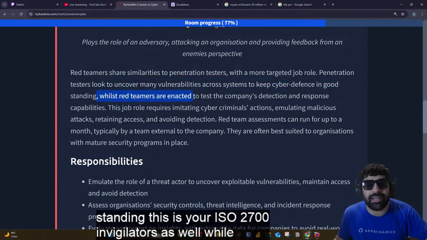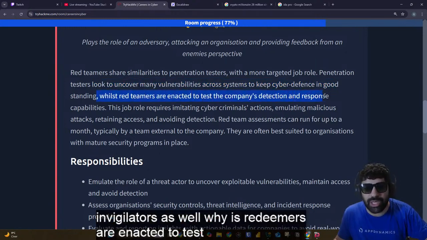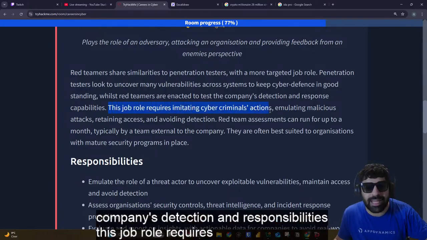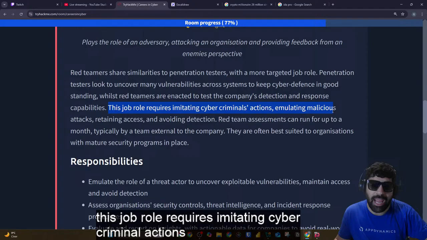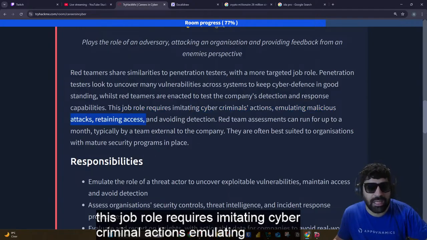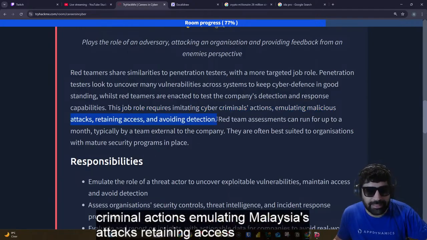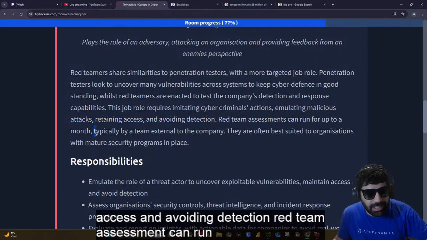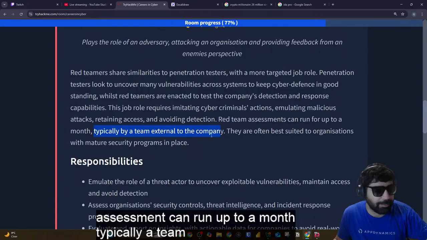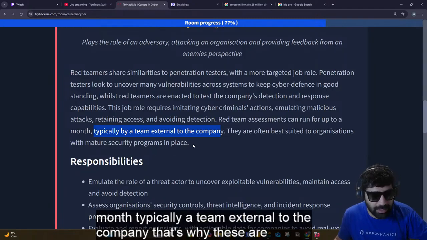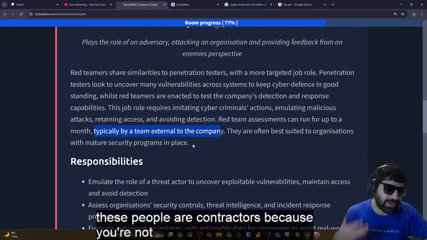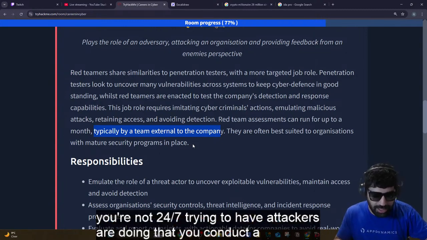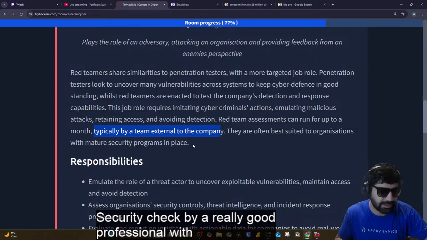Whilst red teamers are enacted to test the company's detection and response capabilities, this job role requires imitating cyber criminal actions, emulating malicious attacks, retaining access, and avoiding detection. Red team assessment can run up to a month. Typically, a team external to the company. That's why the majority of these people are contractors, because you're not 24/7 trying to hack. Attackers are doing that. You conduct a proper security check by a really good professional with really good experience.